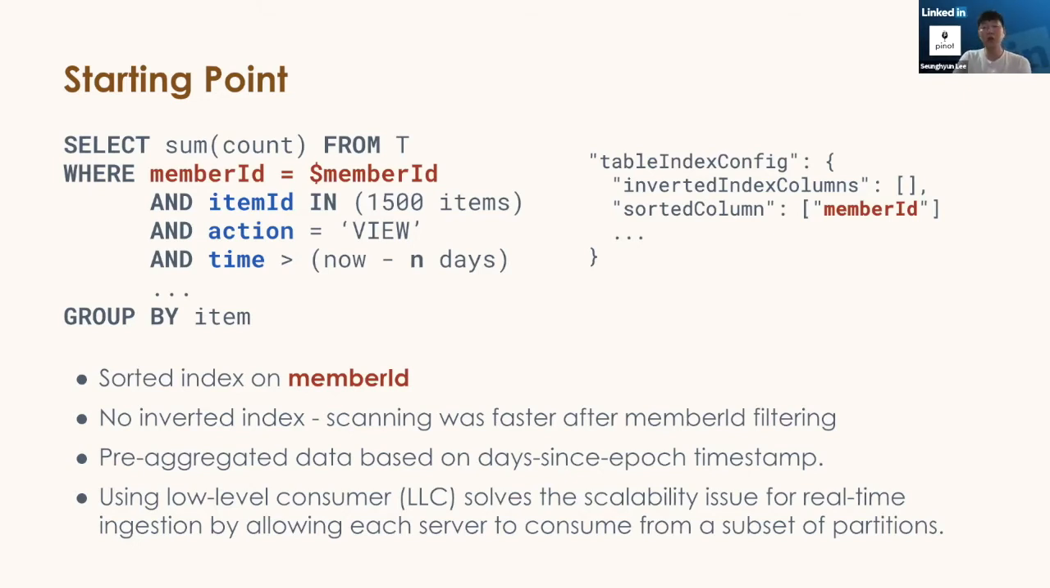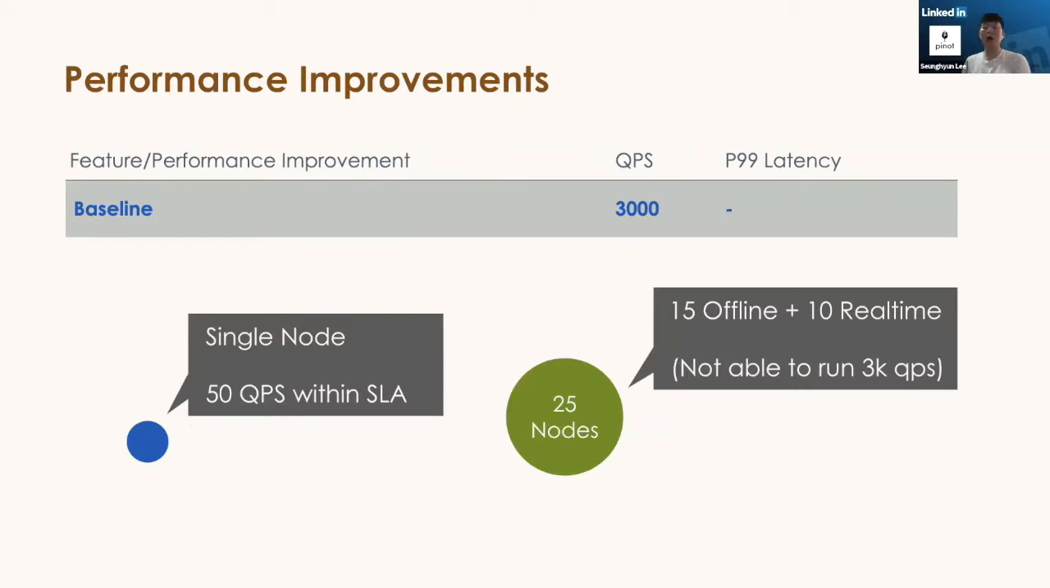So with all these optimizations applied, our initial baseline performance was still not so good. We were actually able to serve about 50 QPS within SLA from a single machine with partial data loaded. Then we also set up a cluster of 25 nodes, 15 offline and 10 real-time servers. Each server had 16 cores, 64 gigabytes RAM, and was attached to an SSD disk.